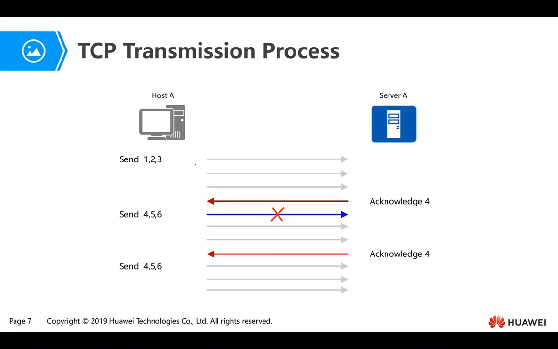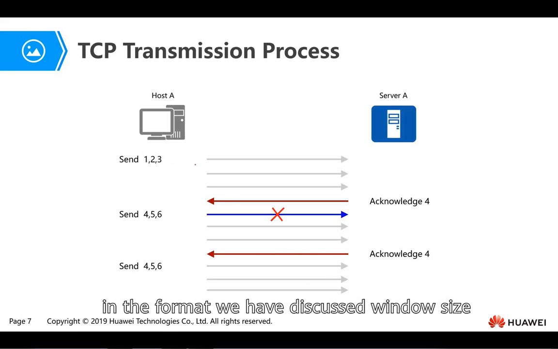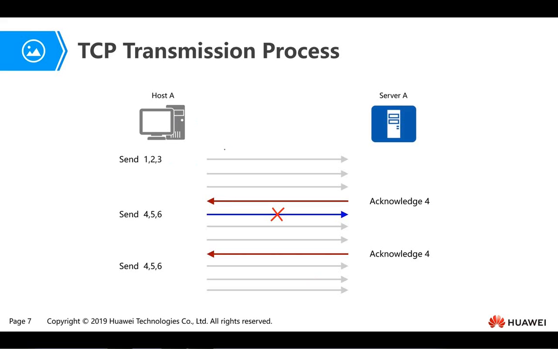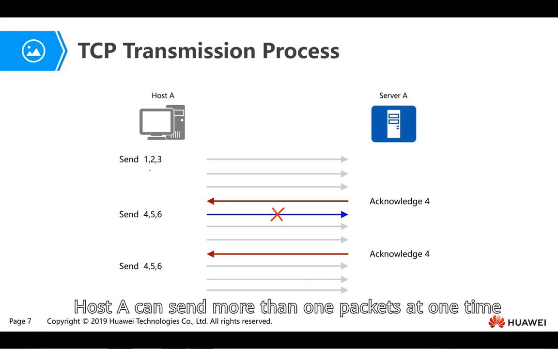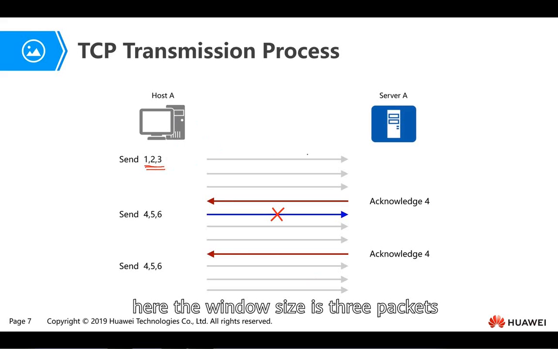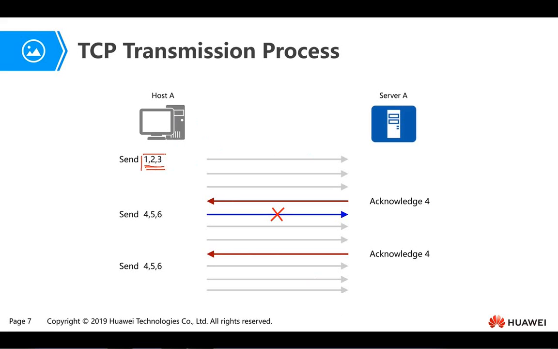And then after the connection, they can send packets. In the format we have discussed the window size. That means host A can send more than one packet at one time. Here the window size is 3 packets, so host A sends 3 packets. Then the server will acknowledge it.